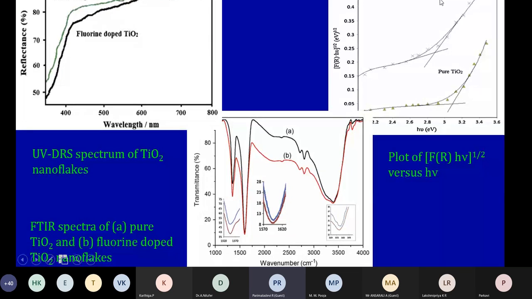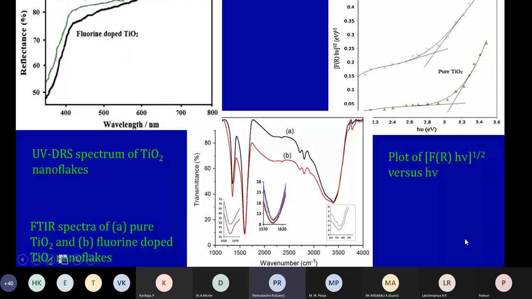The band gap of pure TiO2 was 3.09 electron volt, and fluorine-doped TiO2 shows a band gap of 2.85 electron volt. So the band gap gets reduced, that is, it becomes narrow. The reduction in band gap denotes the localized nature of fluorine states in the TiO2 lattice. This is normally due to the creation of surface oxygen vacancies that may reduce the band gap.